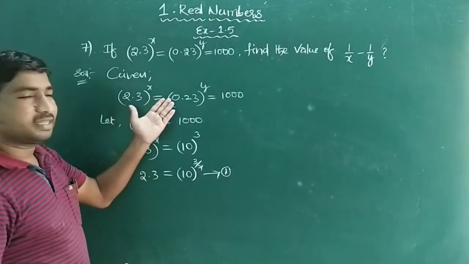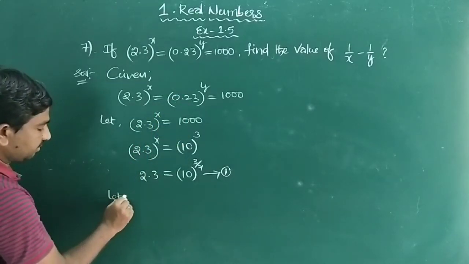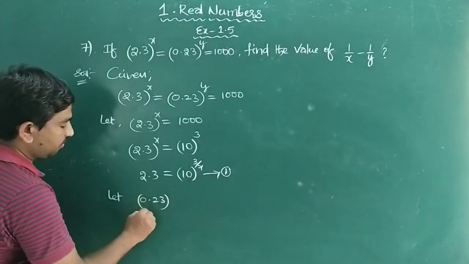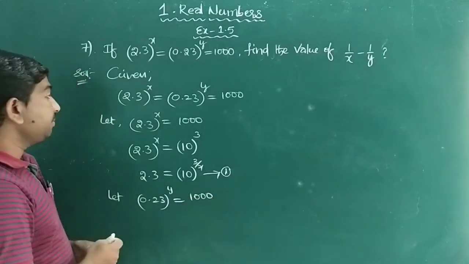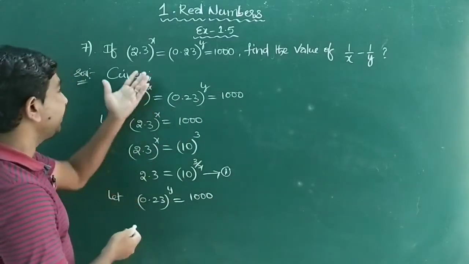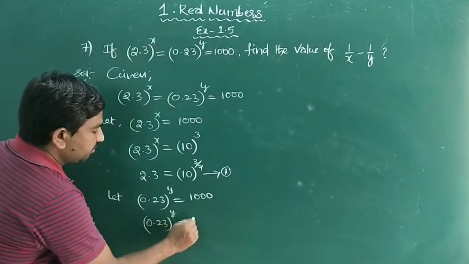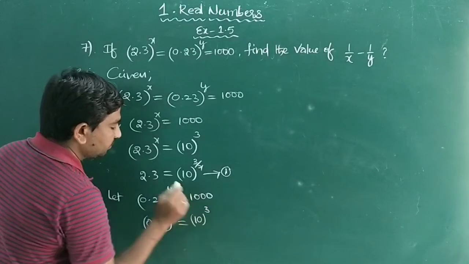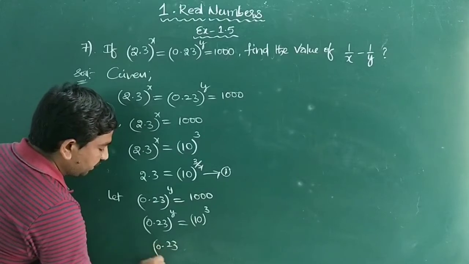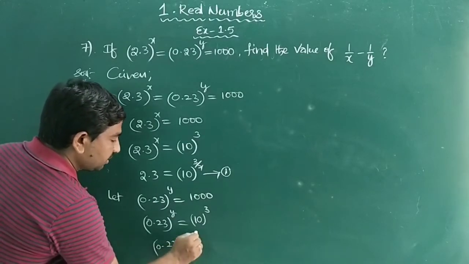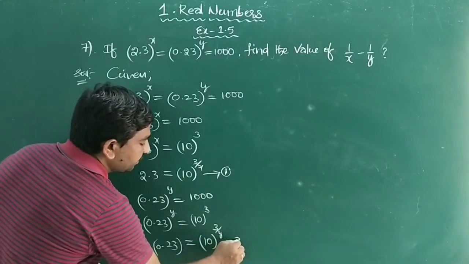So now again consider the second one. What is the second one? Let 0.23 whole power y be equal to 1000 again, because these two are equal to 1000 as given in the question. So 0.23 whole power y is equal to 10 cube. Again write the exponential form for this: 0.23 is equal to 10 to the power of 3 by y. So let it be equation 2.